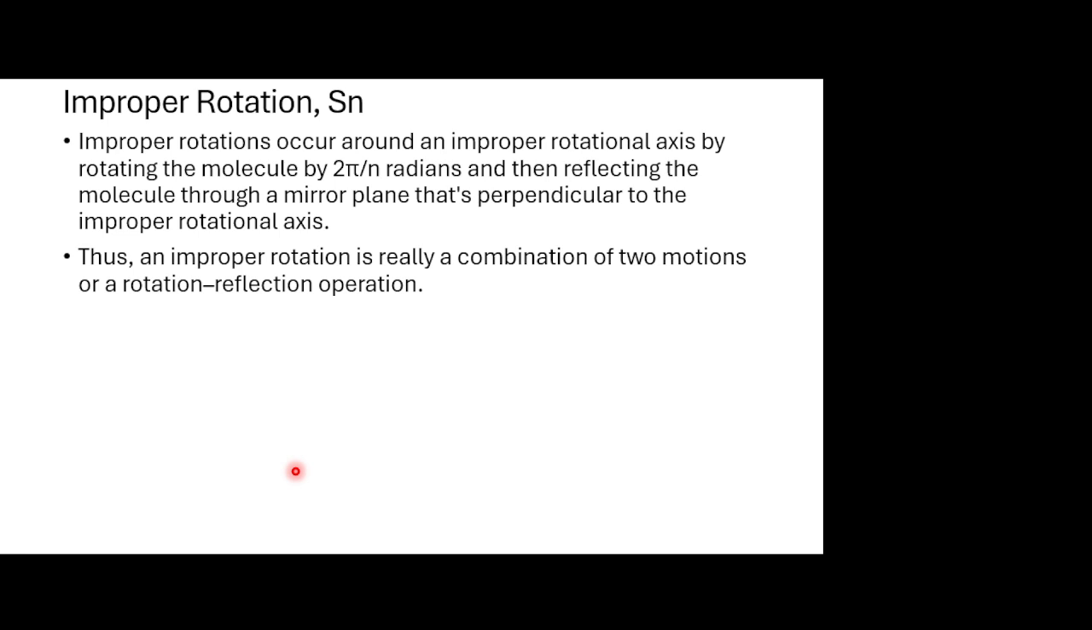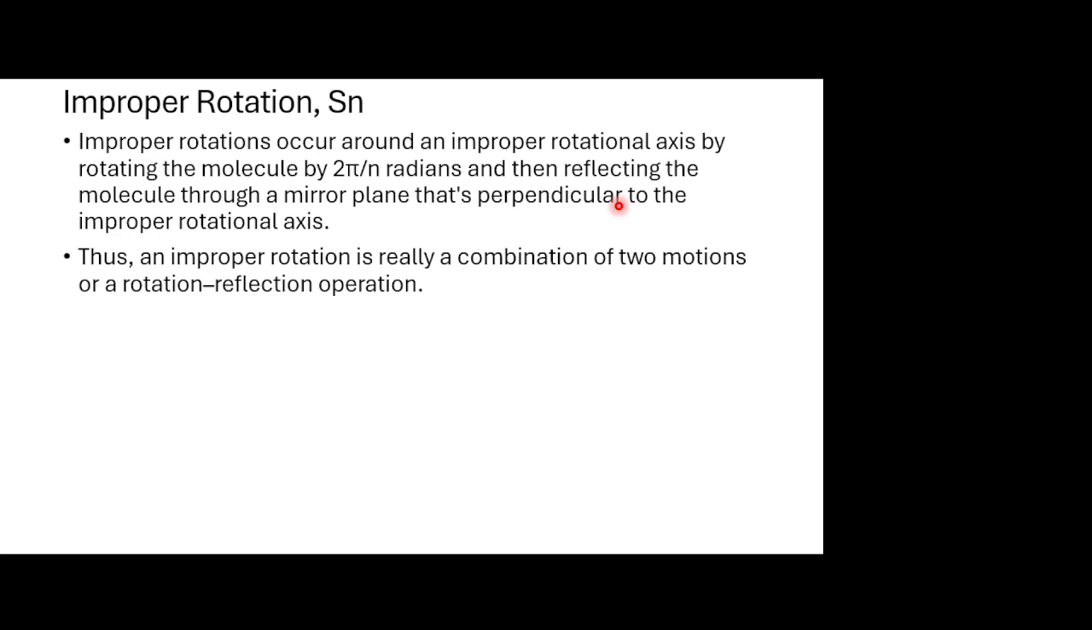Your improper rotation, this is the one you probably understand the best, in terms of having done it before. Your improper rotation is going to be denoted by S, and then you're going to have an N. This N is the same thing as with the C's. So you're going to divide 2 pi by N, or 360 divided by N. Whatever you want to work with. Most people do degrees, but if you want radians, you can.